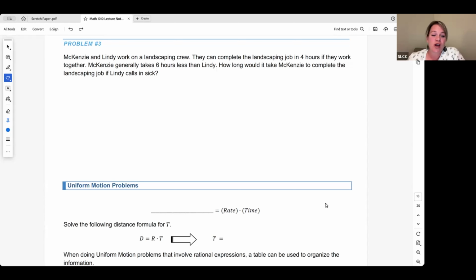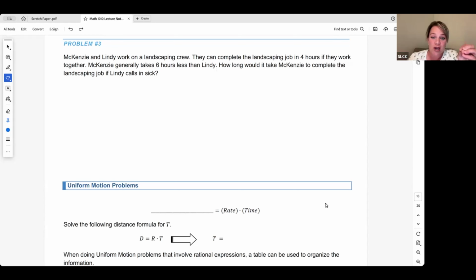Mackenzie and Lindy work on a landscaping crew. They can complete the landscaping job in 4 hours if they work together. Mackenzie generally takes 6 hours less than Lindy. How long would it take Mackenzie to complete the landscaping job if Lindy calls in sick?